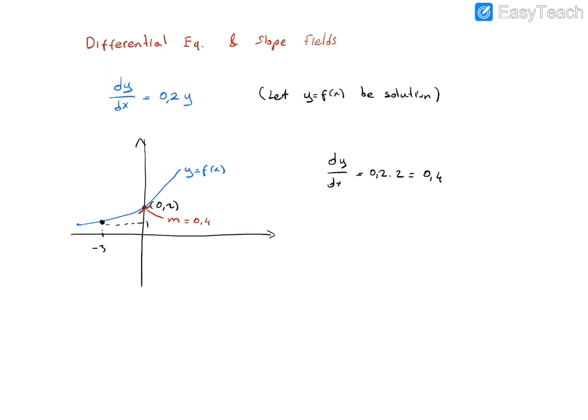So this point is (-3, 1). So what is the slope at that point? The derivative of y with respect to x at the point (-3, 1): y is 1, so 0.2 times 1. This is 0.2. So again the slope is positive, but 0.2 is a bit different from the previous one.